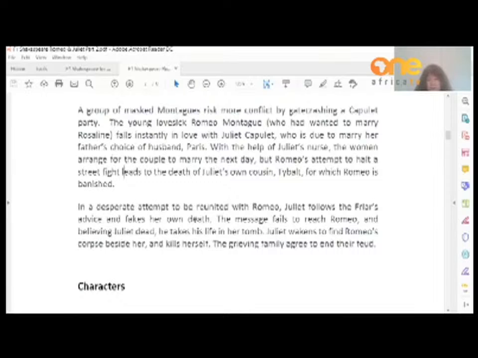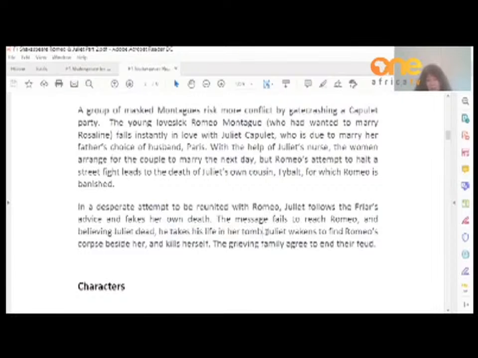However, in a desperate attempt to be reunited with Romeo, Juliet follows the friar's advice. We'll look at the characters just now. And what does she do? She fakes her own death. That's a bit dodgy, isn't it? Faking your own death. The message fails to reach Romeo, and he really thinks Juliet is dead. So he also takes his life in her tomb.